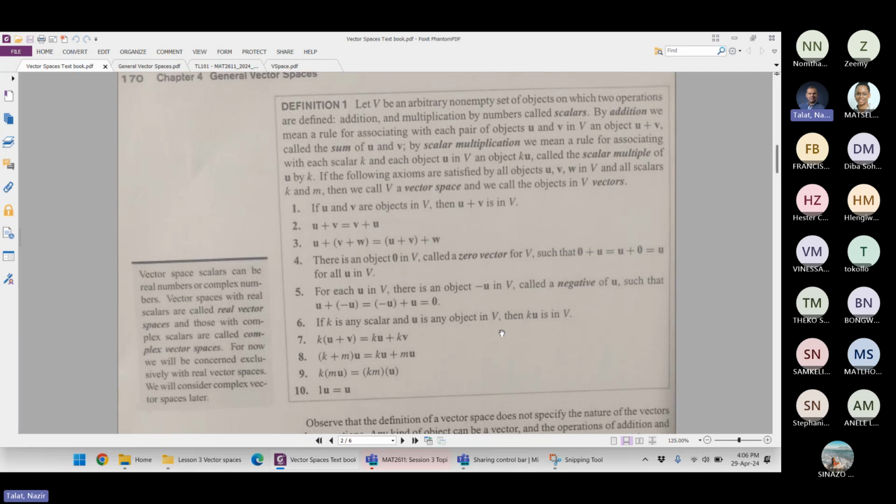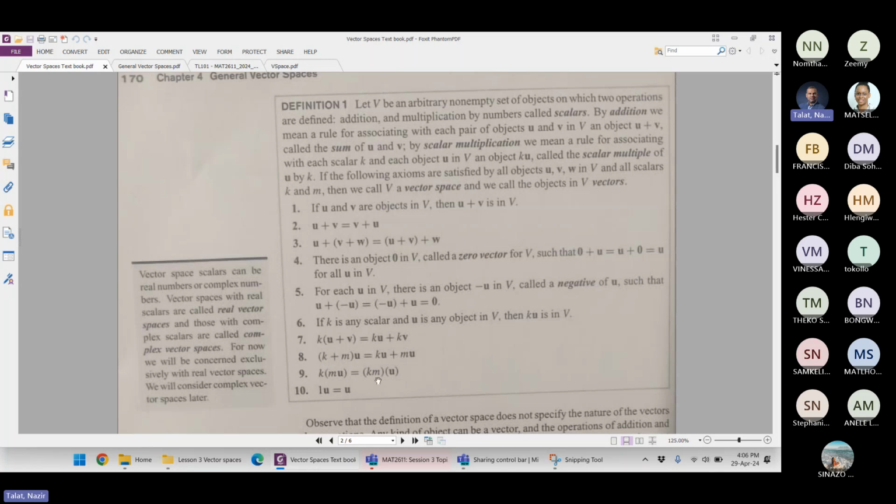Furthermore, the seventh property says k times (u plus v) is the same as ku plus kv, where k is a scalar and u and v are vectors of a vector space V. The next one is that (k plus m)u is the same as ku plus mu. The first one is the distributive law of vector addition with scalar multiplication, and this is the distributive law of scalar addition with vector multiplication.